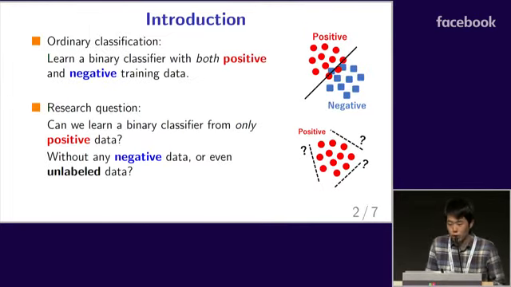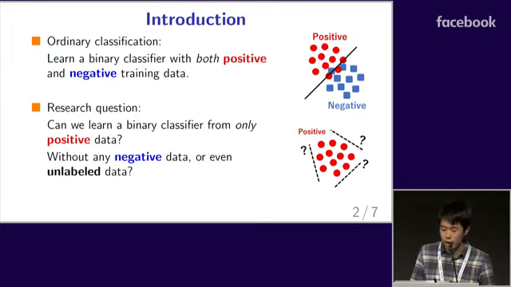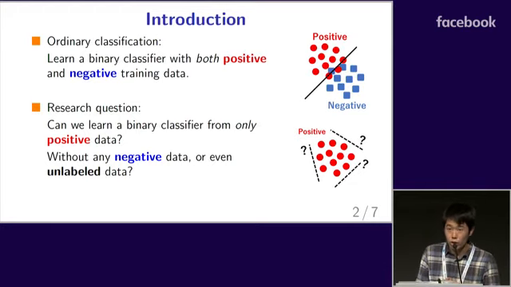So if you think about the ordinary binary classification setup, I think you usually have both positive data and negative data, and then you can learn your binary classifier. However, in real-world applications, sometimes you cannot collect any negative data, and you can only collect positive data. So here's our research question. Can we learn a binary classifier from only positive data?